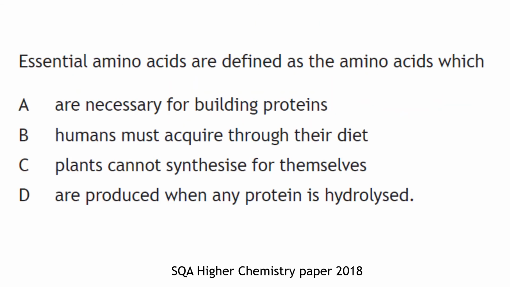Here is a question testing that you know the definition of an essential amino acid. So pause the video and see if you get the right answer. The correct answer is B. So essential amino acids are amino acids which humans must acquire through their diet.